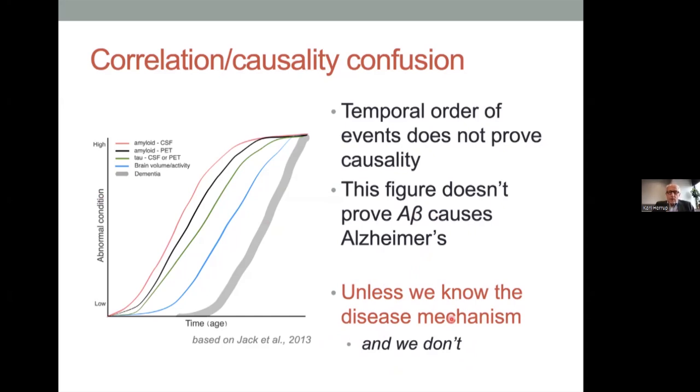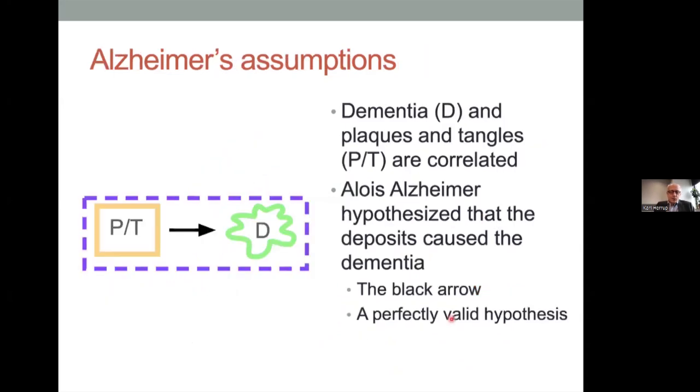And to underscore this point, we need to engage in a little bit of logic. So this is basically Alzheimer's hypothesis, which is that he saw plaques and tangles in the brain of Auguste Deter, and he saw that that was correlated with her dementia. And that's what this purple box is. And he hypothesized that it was the plaques and tangles that caused the dementia. And that's this black arrow here. And that was a perfectly valid hypothesis, as I said before.